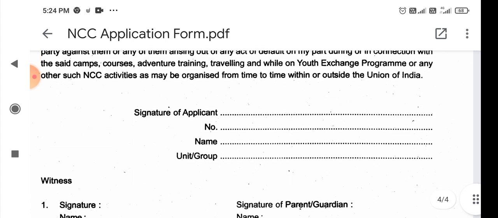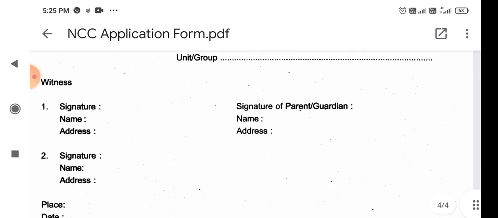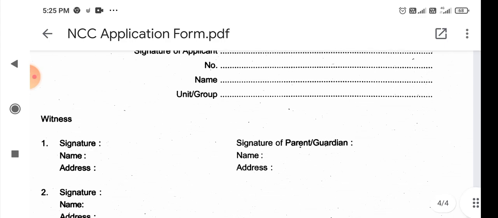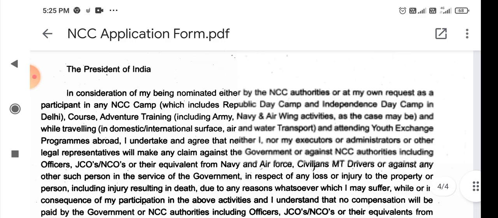And after that you have to sign, with your number and name, your unit and group is required. Then two witnesses are required for this. These witnesses should be either gazetted officers or the ANO of your institute. Then signature of the parent or guardian with name and address is required. This is the first application form.